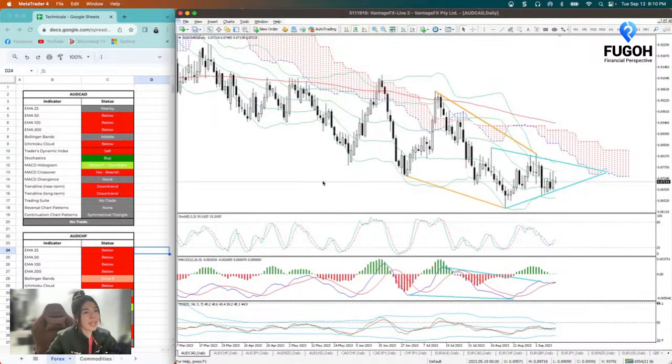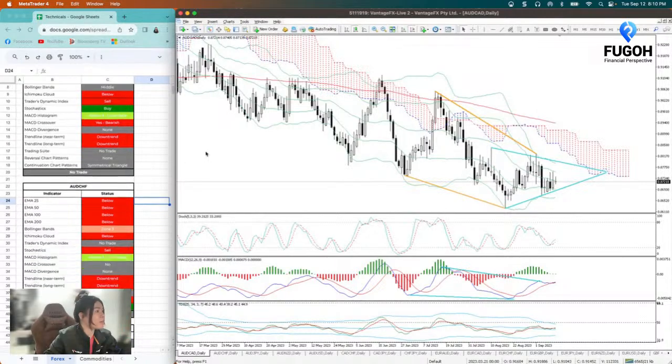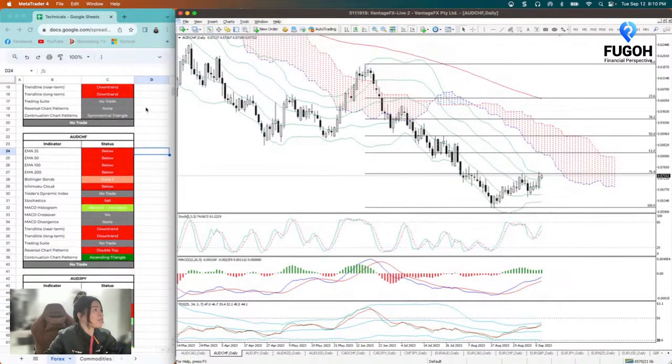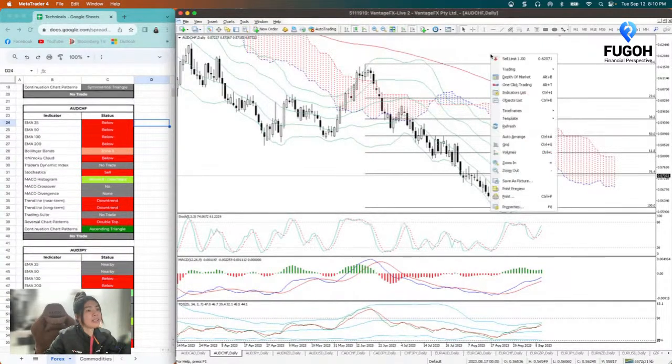All right, so for AUD CAD, we don't have a trade yet. Let's wait for the price to break above here or below here, either way, all right? Next, how about AUD Swiss franc? Let's check. Last week, we also didn't have any trade for AUD Swiss franc, right?